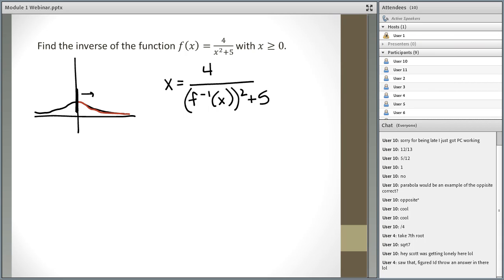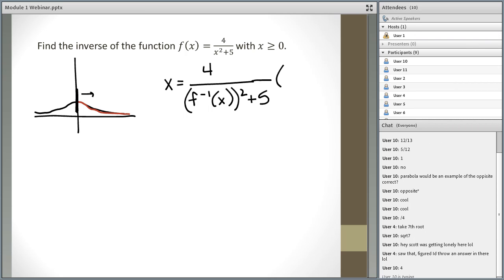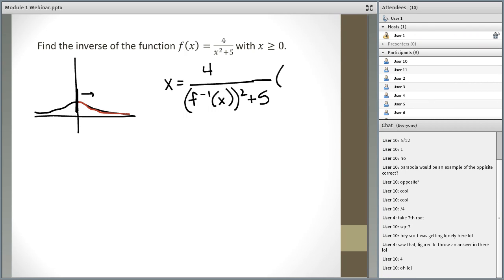And then I need to solve this for f inverse of x, which is a little bit more difficult than the last one. There's a bunch of different ways that you can do this. To show full work, what I'm going to do is multiply both sides by f inverse of x squared plus 5. You could also move the 4. That's completely fine too. It works out the same way. So if I multiply f inverse of x squared plus 5 on both sides, I can do that as long as I do the same thing to both sides of the equal sign.